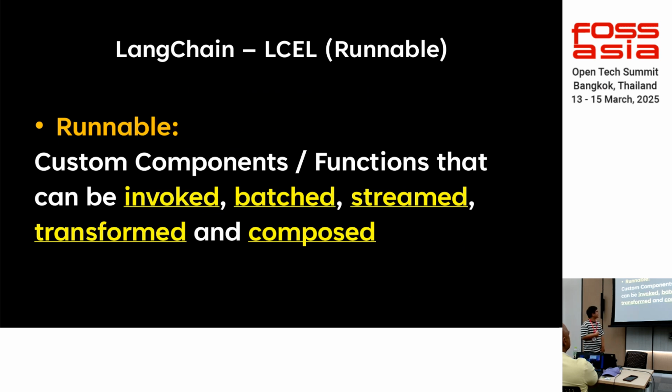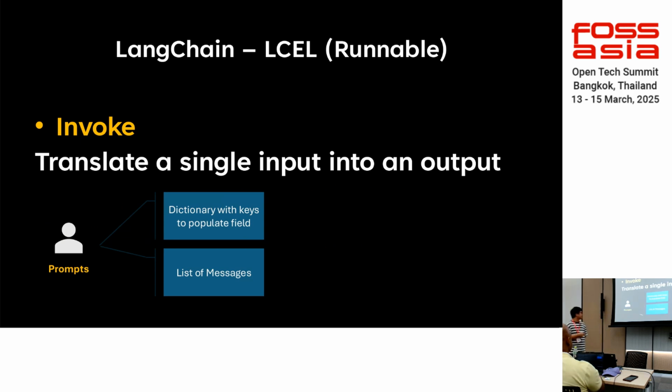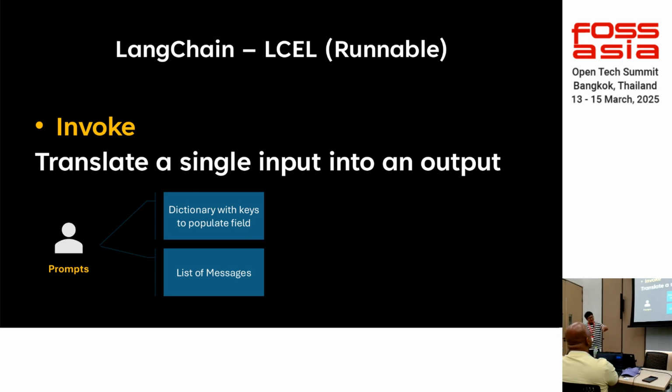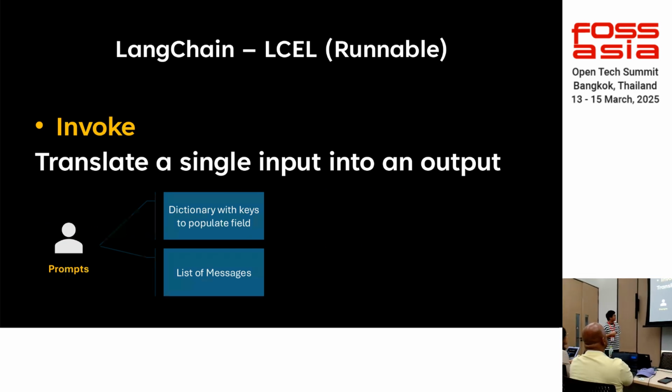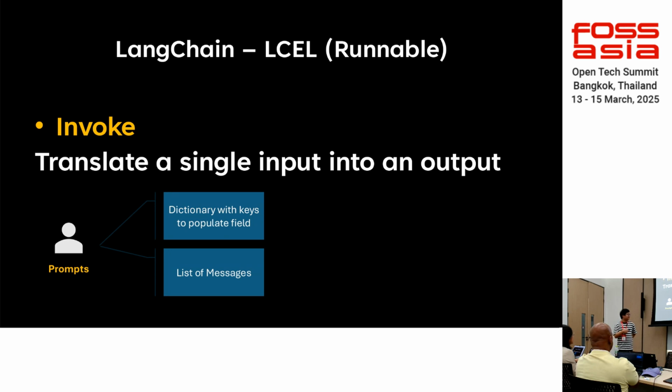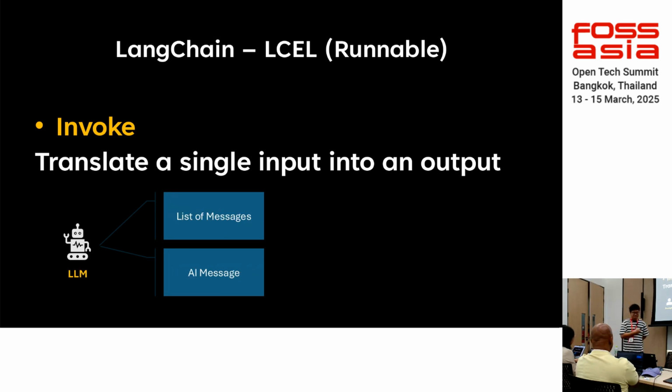This is the actual definition of runnable on the LangChain website. We just say that it's a custom component, or like you say, a function that can be invoked, batched, streamed, transformed, and composed. But in this workshop, we will only be taking a look at how it can be invoked, how it can be composed. Okay, so just now, to reiterate, invoke is actually just translating some input and formatting it into some output. So just now the prompt template, we pass in some dictionaries with keys in order to populate the fields, and it will give us back a list of messages. Then the LLM will take in the list of messages and pass us some AI message.